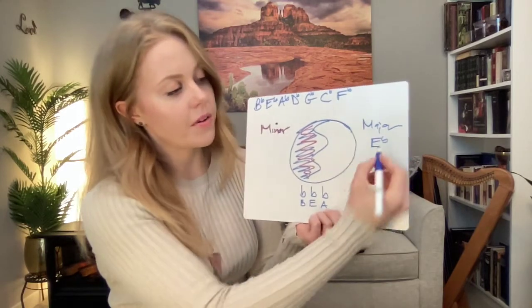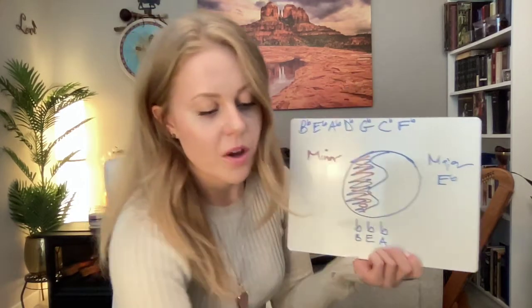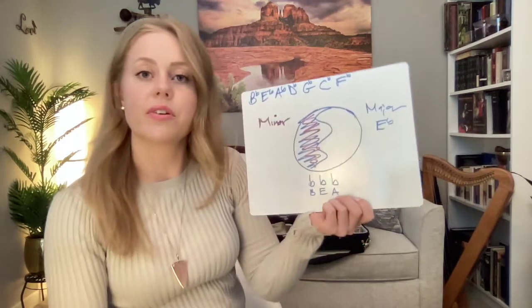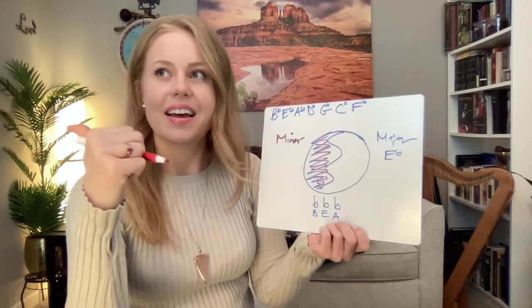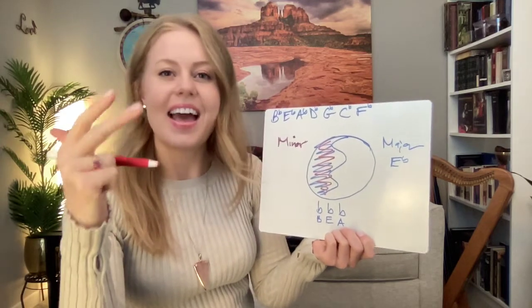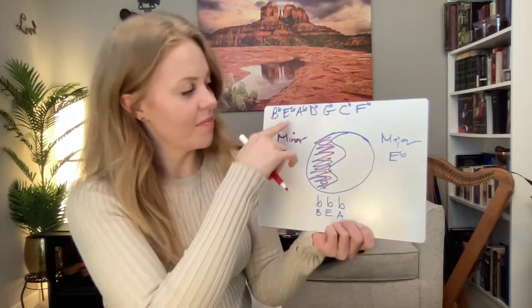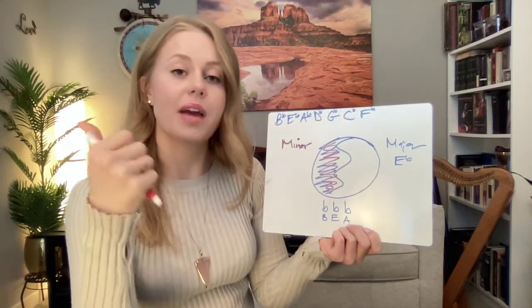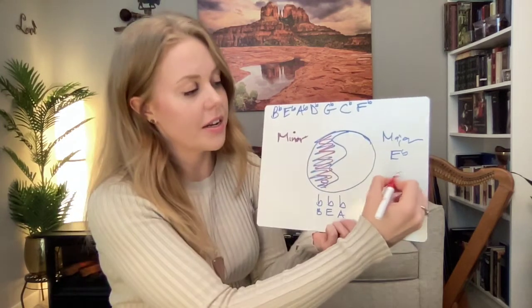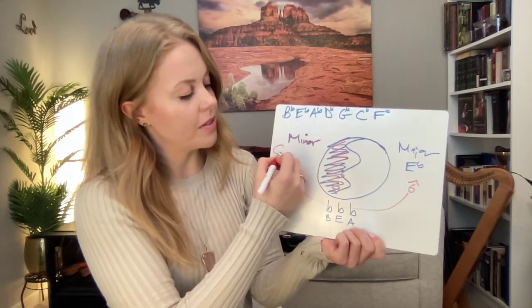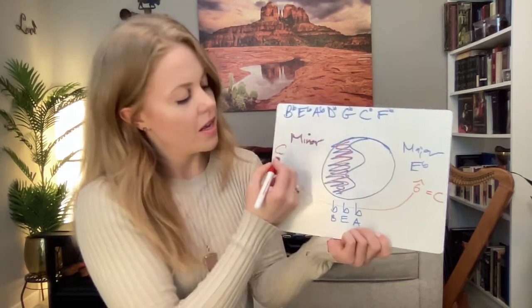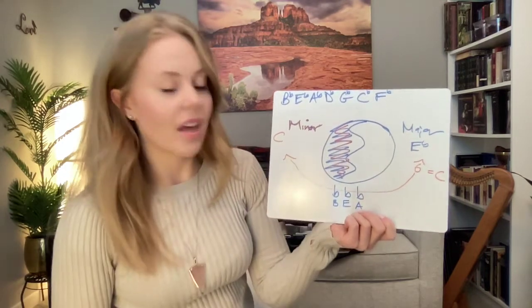And then to figure out the dark side, we have to count up to the sixth scale degree, starting on E flat. So we have E flat, F, G, A flat, right? And then we have B flat, and then we have C, that would be the sixth scale degree. So we take the sixth scale degree, and over here it would be C. So it's going to be C minor, okay?